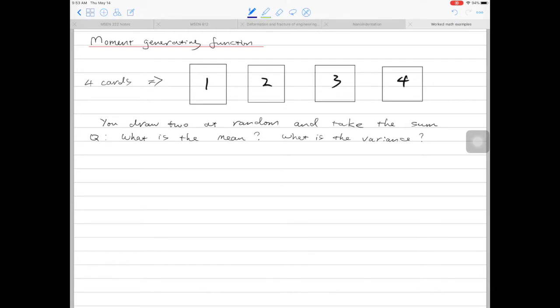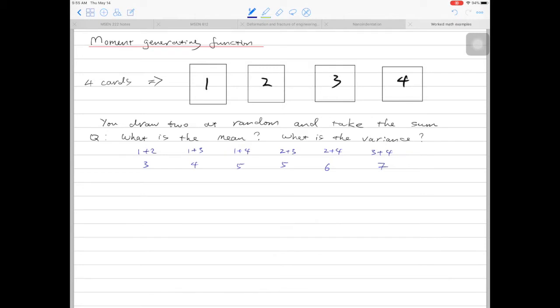So you can have card 1 and 2, the sum will be 3. You can have card 1 and 3, the sum will be 4. Then you have 1 and 4, the sum will be 5. 2 and 3 will be 5. 2 and 4, it will be 6, and 3 and 4, 7. So in total, we have 6 outcomes.